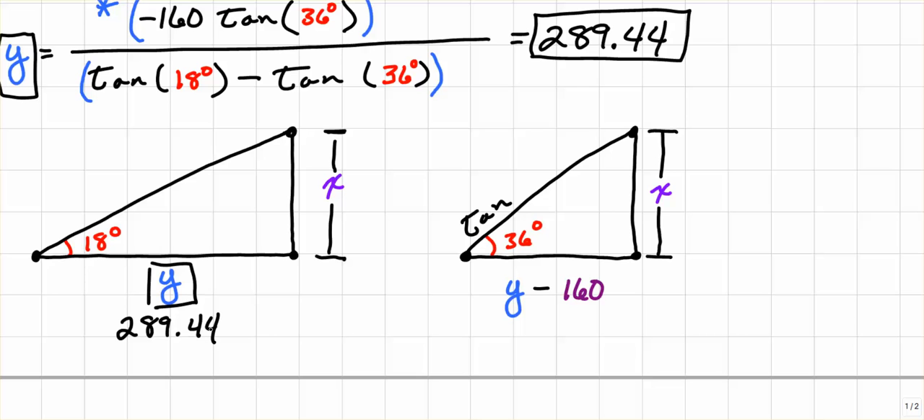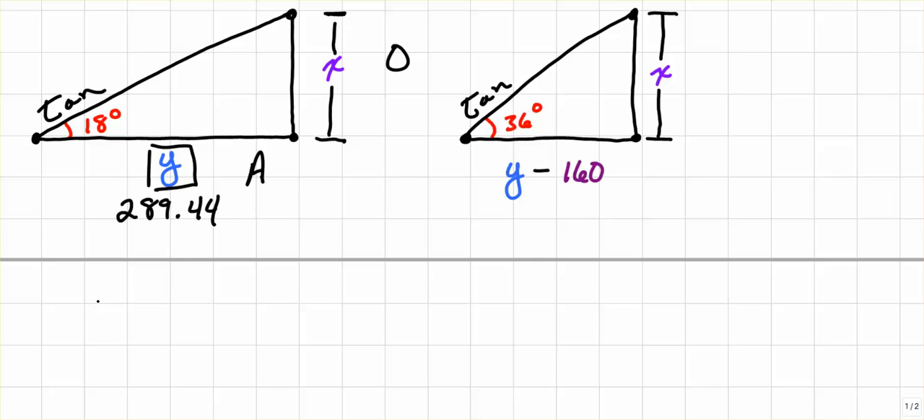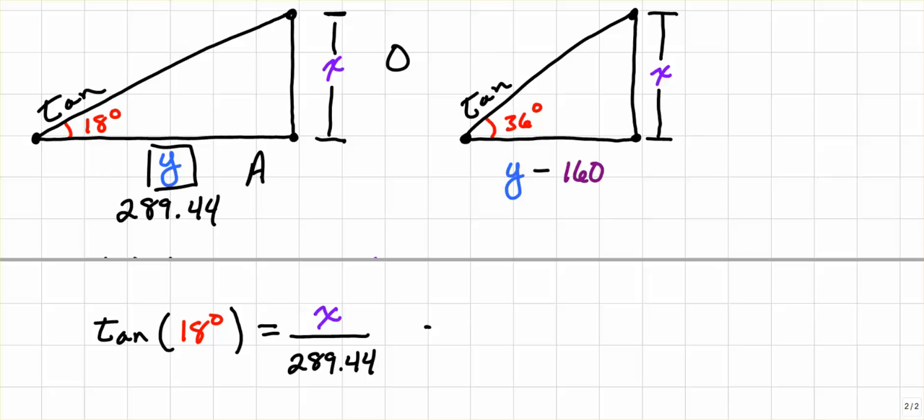Now once again, I'm going to use the tangent relationship because I have an opposite over adjacent situation. So let's go ahead and write out that relationship. The tangent of 18 degrees will be equal to the opposite side, which is x, all over 289.44, which means that in order to figure out how tall the building is, we'll multiply both sides of the equation by 289.44. So x will be equal to 289.44 times the tangent of 18 degrees.